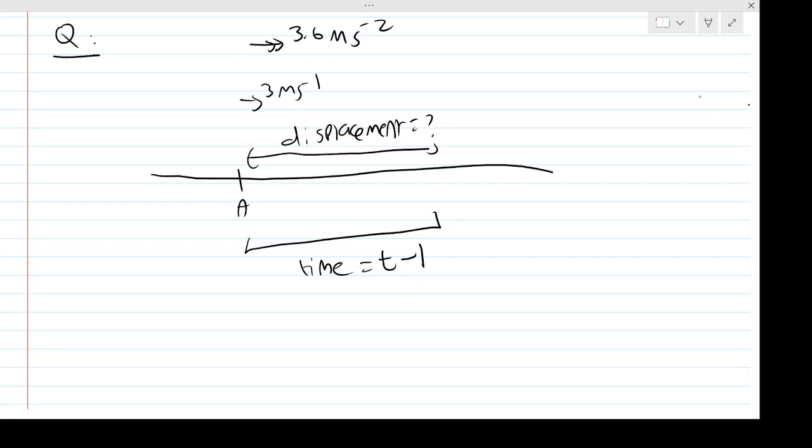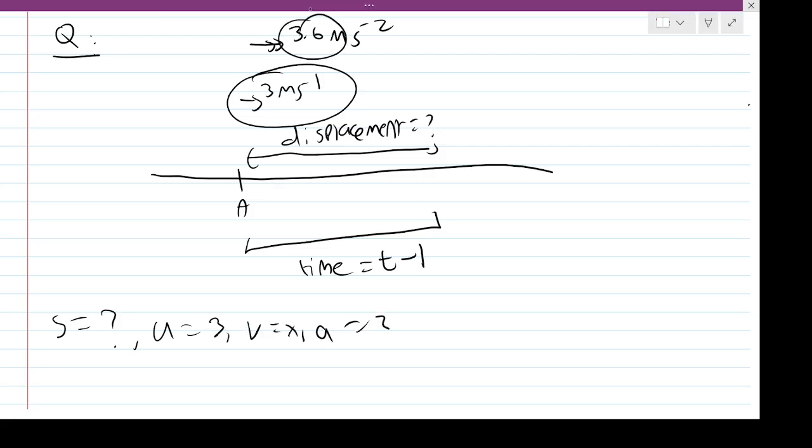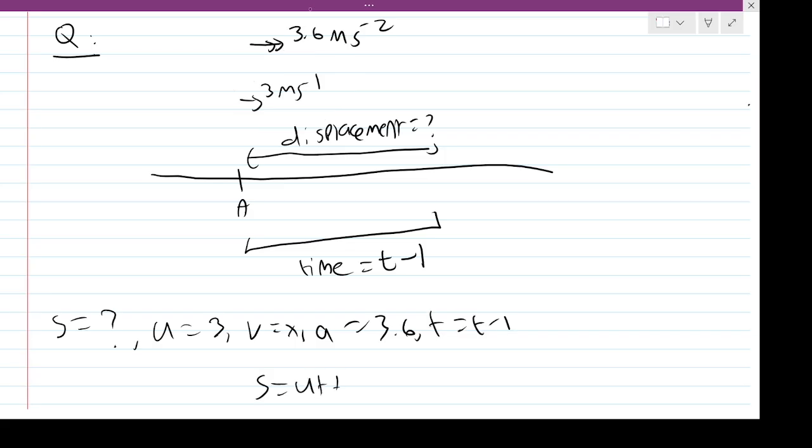So what I can say here is, again, the same sort of stuff. The displacement I'm going to call just S, right? I don't know my displacement. U, well, initial speed is 3. V, I don't care about. A, the acceleration is 3.6. And time is t minus 1. Okay. And so again, then I'm going to use the same formula: ut plus a half at squared.